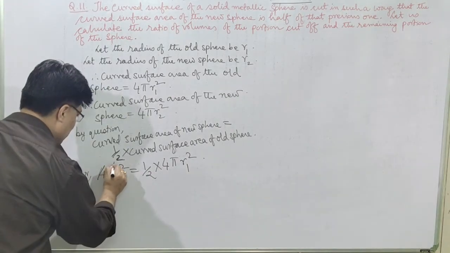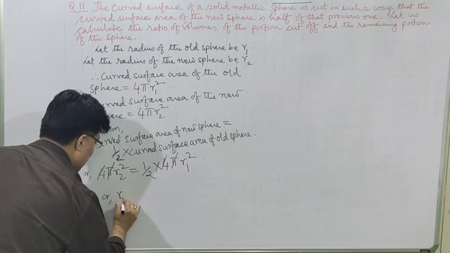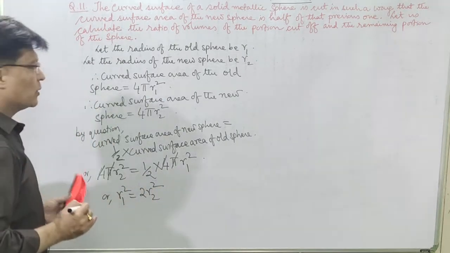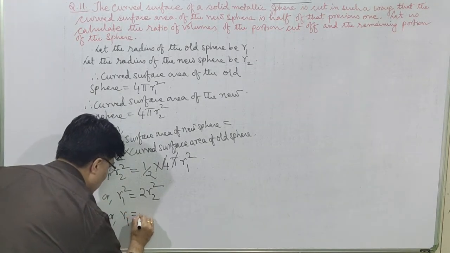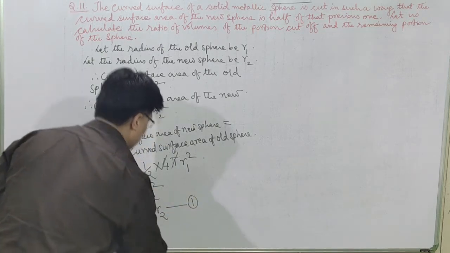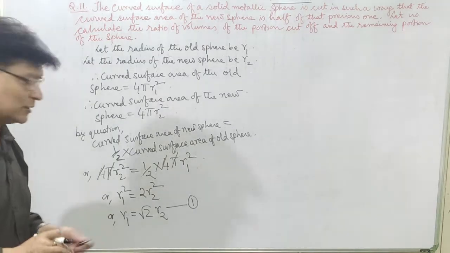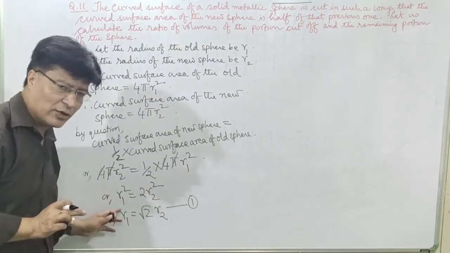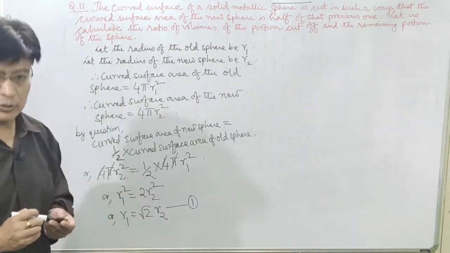So you can cancel the similar term from both sides. If you cross multiply it, you will get R1 square is equal to 2 R2 square. So let us get the value for R1 only. R1 is equal to root over 2 R2. Let us mark it as number 1. I think you have understood how we got this relation. So R1 is equal to root over 2 into R2.